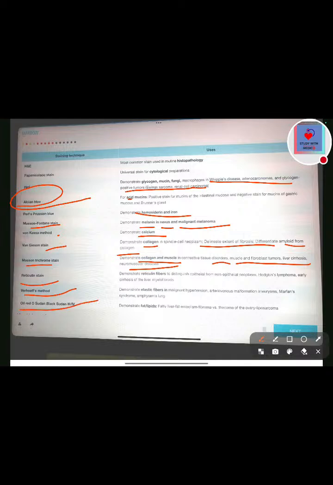Reticulin stain, and oil red O or Sudan black is for the fat or lipids. Okay, liposarcoma, all that. Verhoeff's method is to demonstrate elastin fibers.